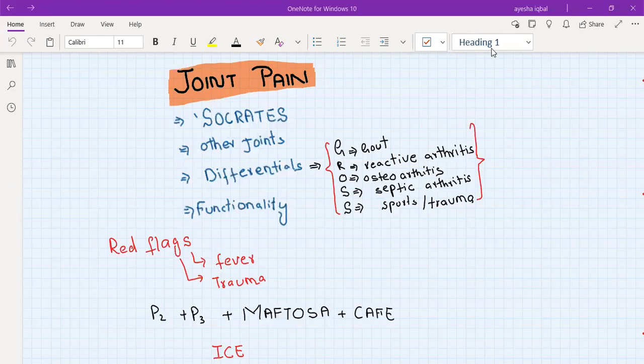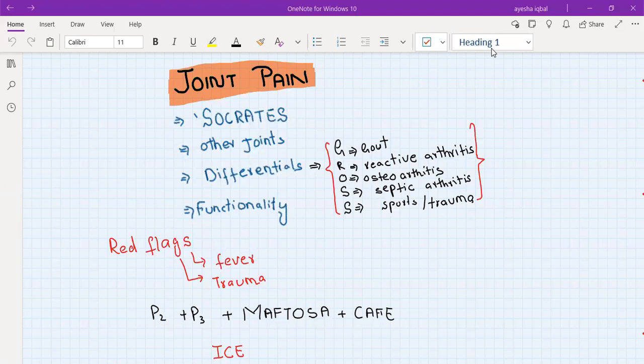Hello everyone. So today I'm going to talk about joint pain with regards to PLAB 2 exam. Whenever you get a patient with joint pain in PLAB 2, the first thing that you are going to do is you will ask SOCRATES. As I have already told you, whenever a patient presents with any kind of pain, the first thing that you need to do is to ask SOCRATES, that is site, onset, character, radiation, aggravating factor, and relieving factor, and the severity of pain. Okay, this thing is constant for every type of pain.